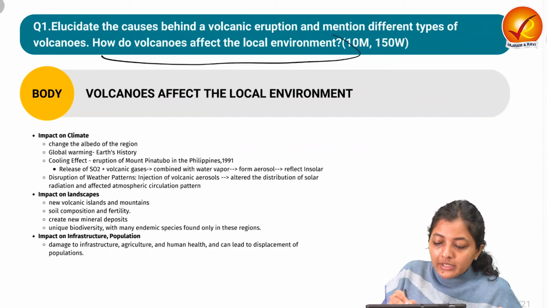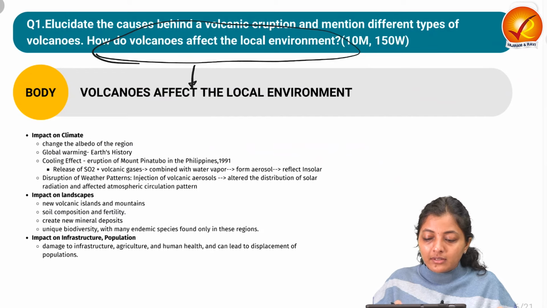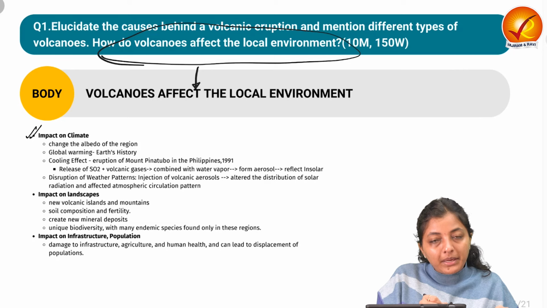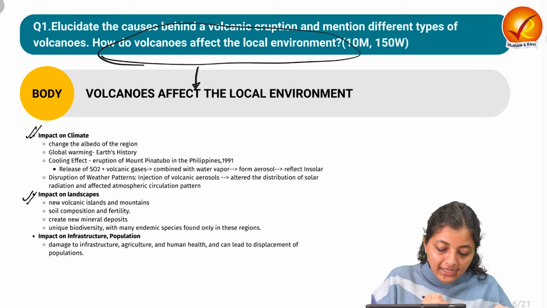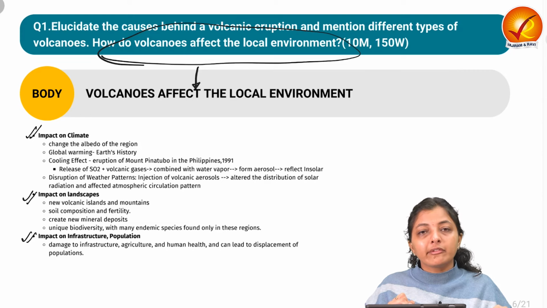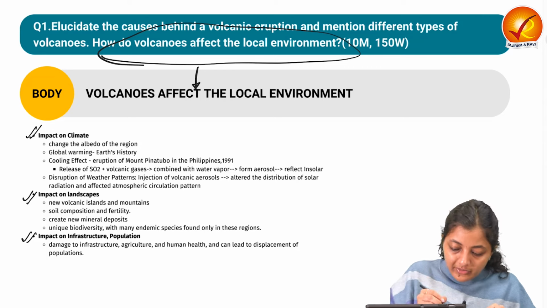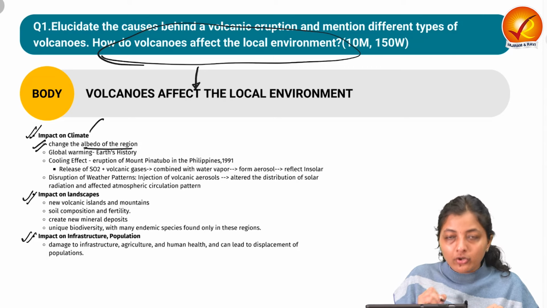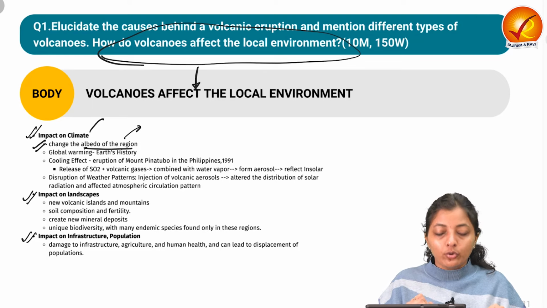Next, you need to write down the third demand, that is, how volcanoes affect the local environment. So you can talk about the impact of volcanic eruptions on climate, on landscape, and on local infrastructure, the population or the communities. First talk about climate. It changes the albedo of the region because it is darker. So it changes the albedo.